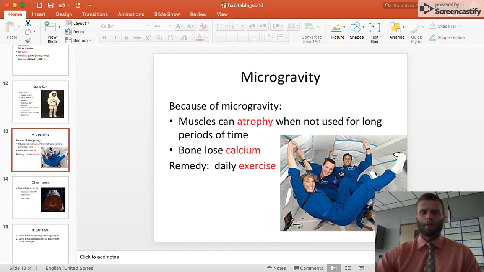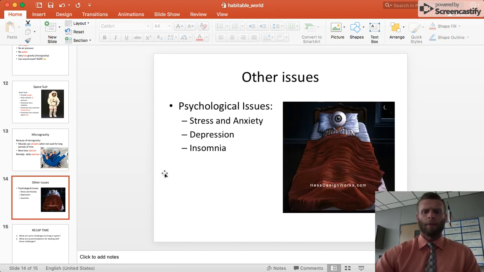Microgravity. Because of microgravity, muscles in space can atrophy when they're not used. Also, calcium is lessened, which creates bone loss. The remedy for that is daily exercise, so they have some sort of exercise equipment on board. It could be a stationary bike, or a treadmill that you strap yourself to. Some other issues are psychological issues in space. Stress and anxiety are obviously pretty stressful. Depression and insomnia can also set in.